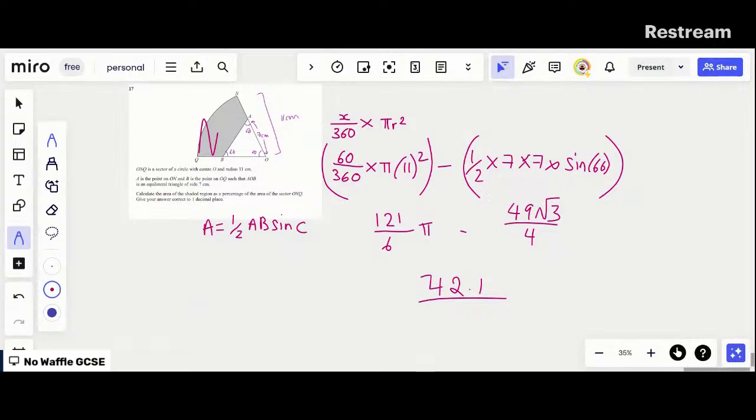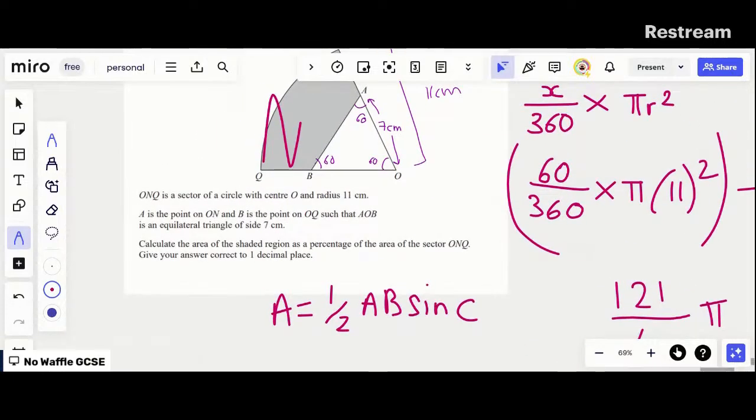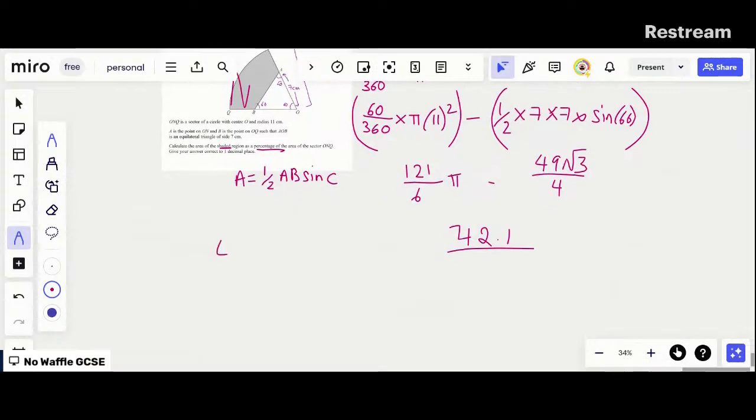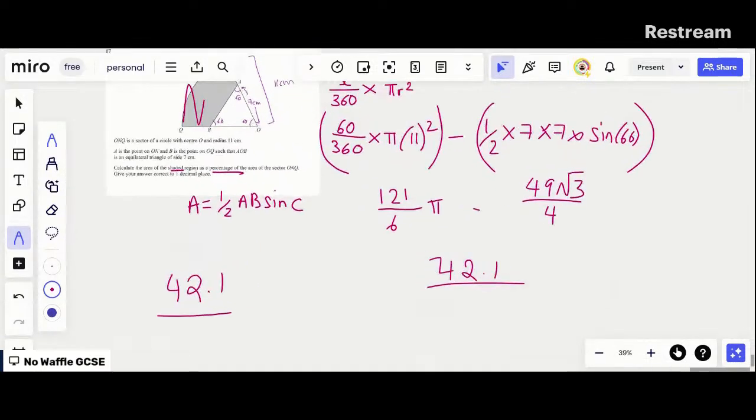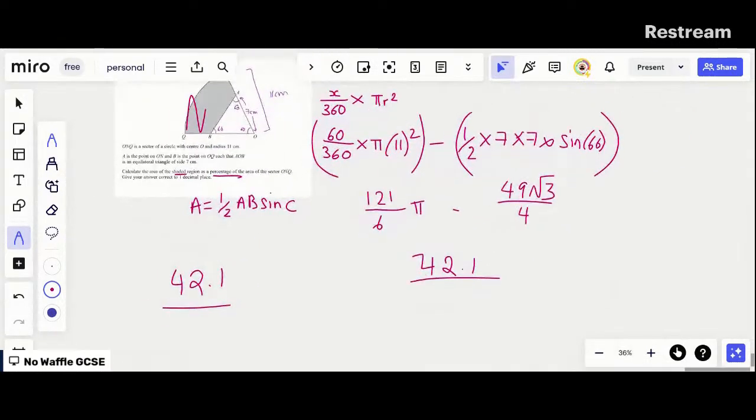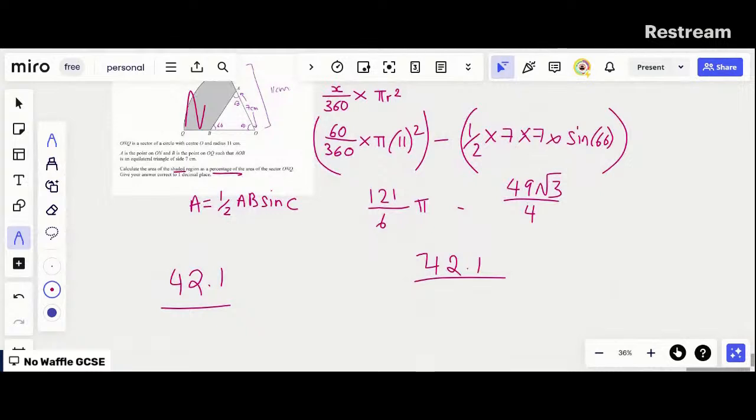But that's not the final answer because they want us to express the area as a percentage of the area of the whole sector. So you then do 42.1 over the area of the entire thing. Now the area of the entire thing was, as we found out, 121 over 6 pi. So you then do that and then times it by 100 and you should get your percentage, and the percentage should be 66.5.